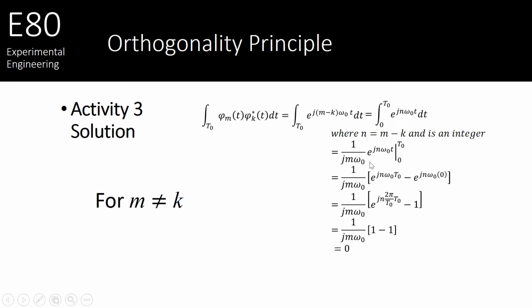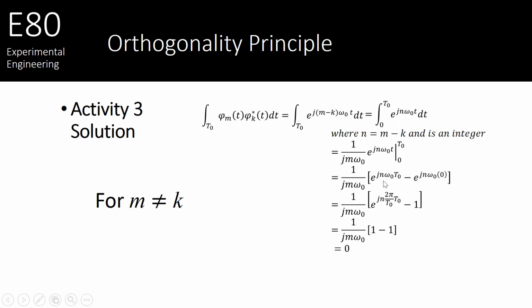When taking the integral of an exponential, you get 1 over the term in that exponential. Again, this is integrating with respect to time, so that t should disappear down here. And you're integrating it from the time bounds of 0 to T naught. Plugging those two in, 0 and T naught, you'll get e to the j n omega naught T naught minus e to the something times 0, which will become a 1.